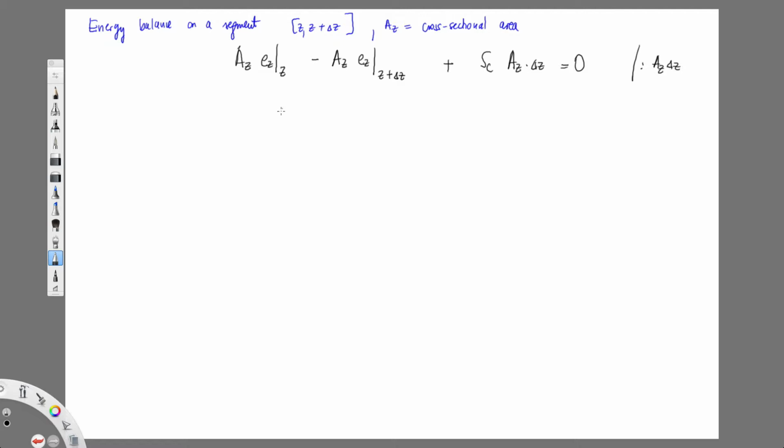And I'm going to get minus E_Z at Z plus delta Z, divided by delta Z, plus S_C is equal to 0. And when I do the limit, I'm going to get that minus dE_Z/dZ plus S_C is equal to 0. So basically dE_Z/dZ is equal to S_C. So in the previous case, we had dE_X/dX equal to 0. Now I don't have a 0. I actually have this reaction term, right?